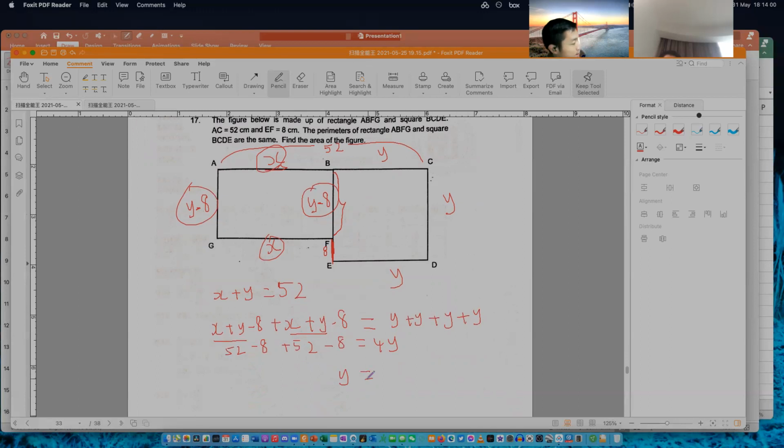Can you help me out? What's Y? Where's my calculator? Help me out. Use your calculator. Help me solve what's Y. Are you helping me?